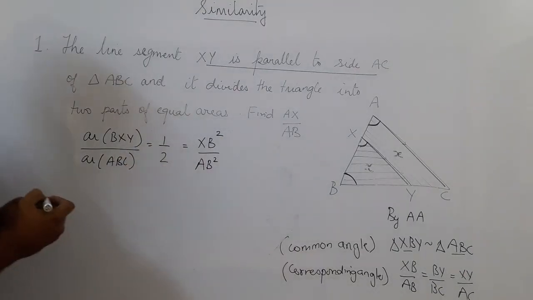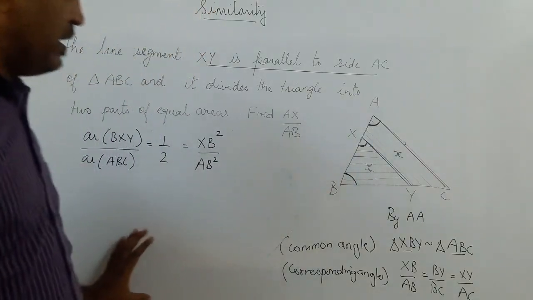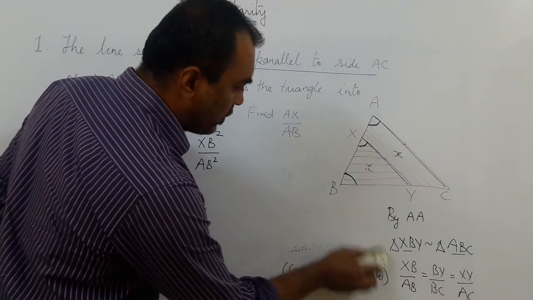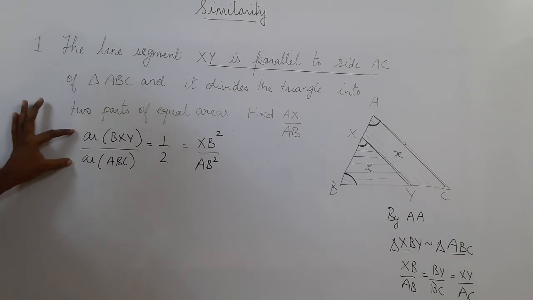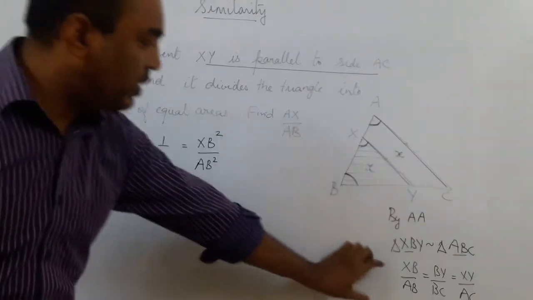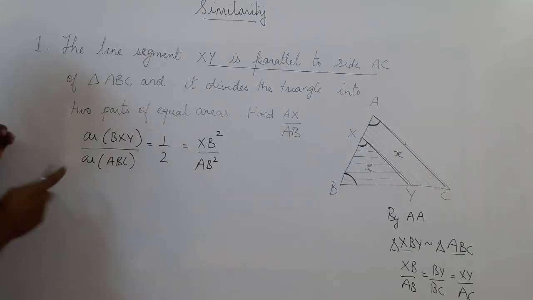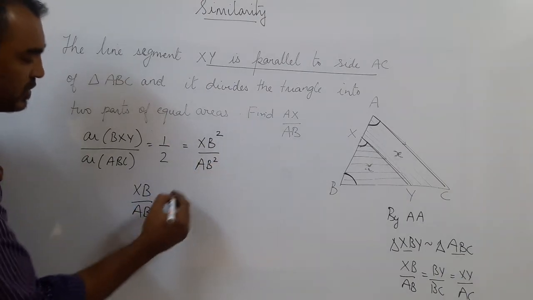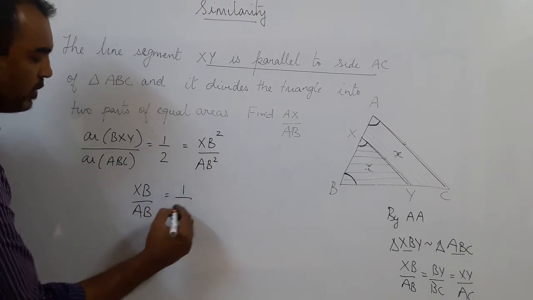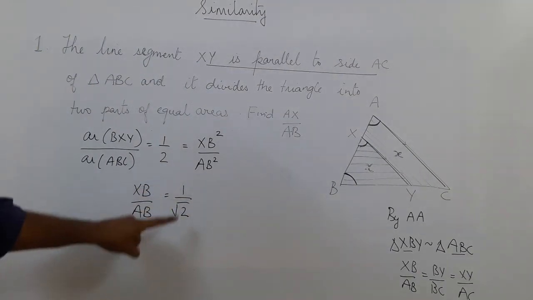So now what I got from here, understand what I am saying? I have shown triangle XBY is similar to ABC by the AA criterion. You can just rewind the video and see I proved the two triangles are similar. But if they are similar, then what is the ratio of their area? Ratio of the area is the square of the corresponding side. So I have taken XB upon AB square, but the ratio of the areas was 1 upon 2. So XB upon AB, taking the square root, the square root of 1 is 1 and the square root of 2 is root 2. So we have XB upon AB is 1 upon root 2.